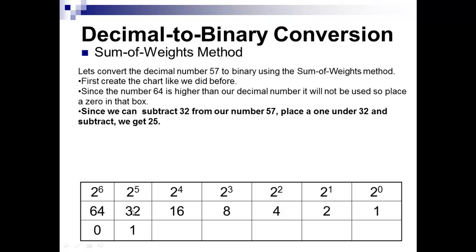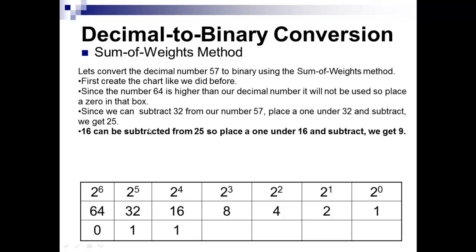Next, we're going to do a 32. Can we take 32 from 57? Sure, we can take 57 minus 32. So put a 1 there. Yes, we could subtract it, and we get 25. 25 is now the next number we're going to subtract from. Can we subtract 16 from 25? Yeah, we can subtract 16 from 25. So put a 1 there, and you're left with a 9.